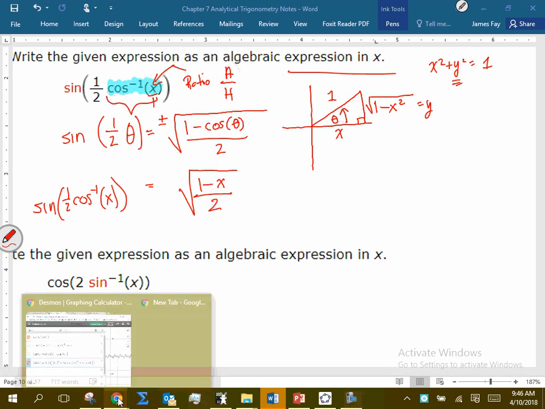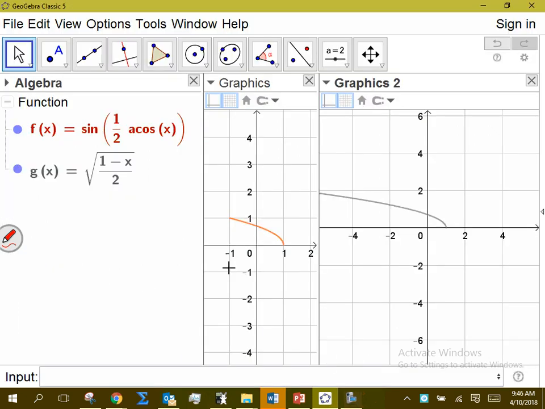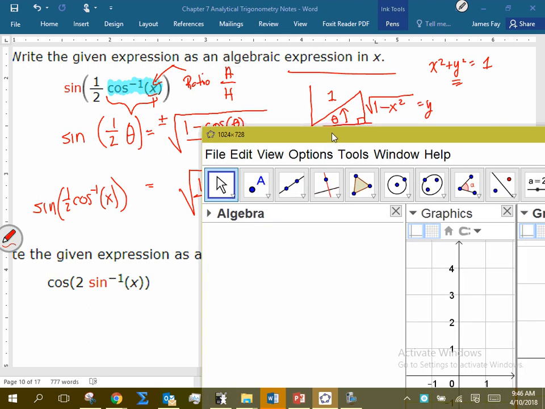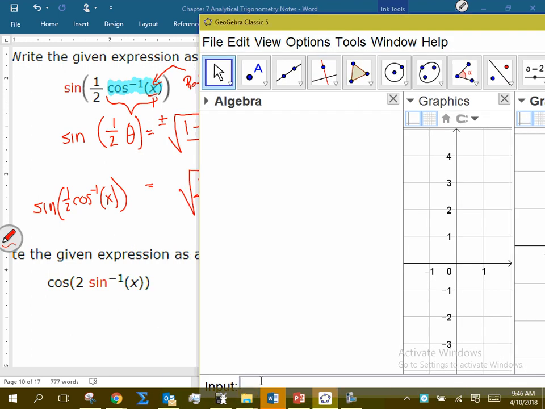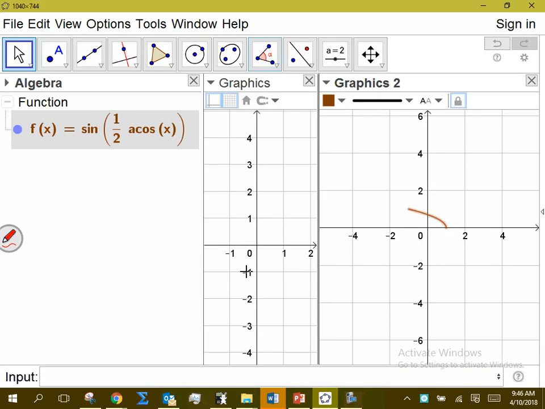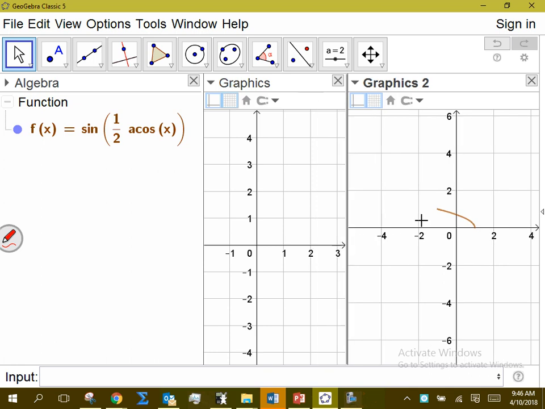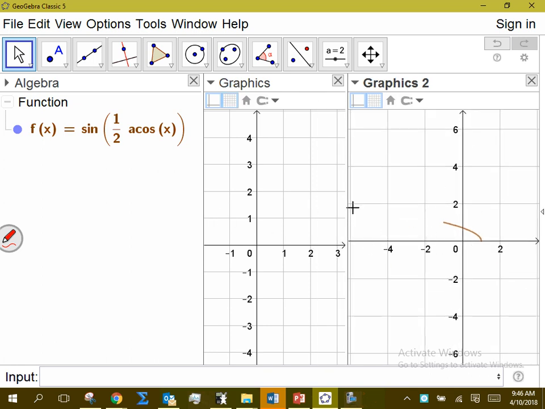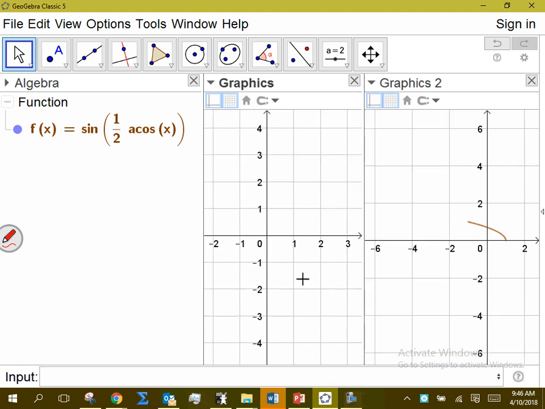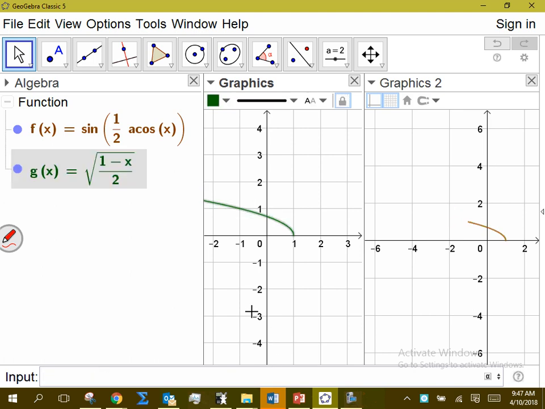So I'm going to go to Desmos, and I'm going to see what this thing looks like. Actually, no, I'm not. I'm going to go to GeoGebra and do it. All right, so if I have sine of 1/2 cosine inverse of x, it looks like that curve right there. And this is the reason I'm doing this in GeoGebra, because I can get this side-by-side view here. I'm now going to type in what we just came up with. We came up with it equating algebraically as a square root. Was it 1 minus x all over 2? So it became that.